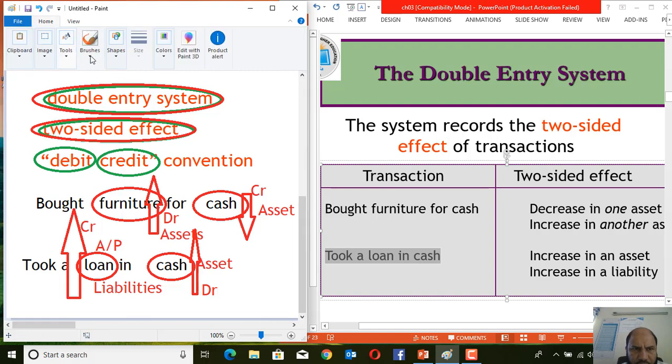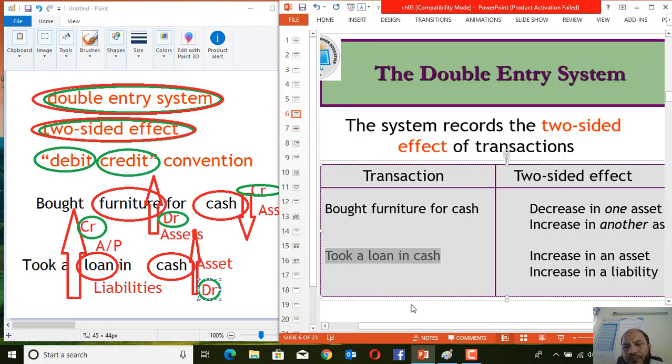There are two side effects of each transaction. In the first transaction, when the company purchased furniture, there was a debit entry and cash was a credit entry. But when the company took a loan, the loan was a credit entry and the increase in cash was a debit record. So this is what we call the two-side effect of a transaction. I hope that you have understood it.